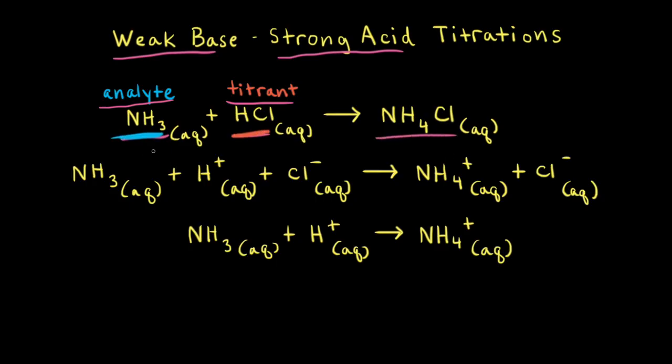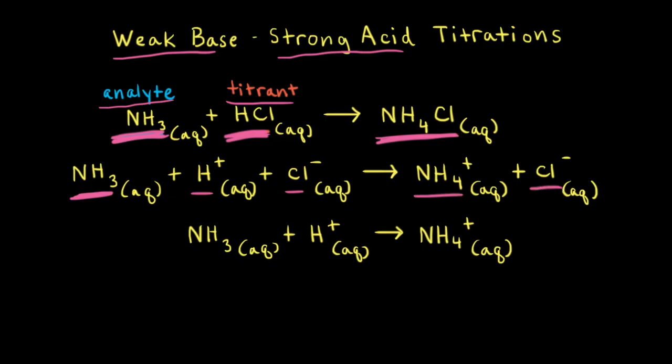For our complete or overall ionic equation, since ammonia is a weak base, we show it as NH3 in our complete ionic equation. However, since hydrochloric acid is a strong acid that ionizes 100%, we show it as breaking up into its ions, so H+ and Cl-. Ammonium chloride is a soluble salt, therefore we would show ammonium chloride in aqueous solution as ammonium cations and chloride anions.